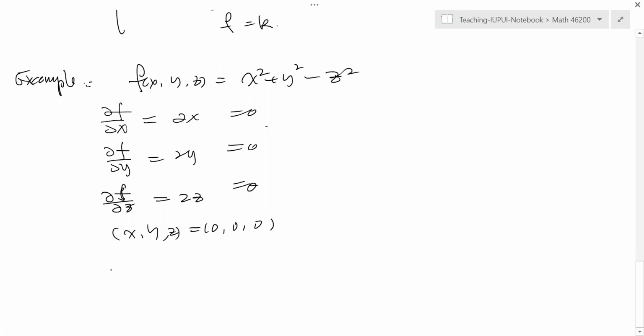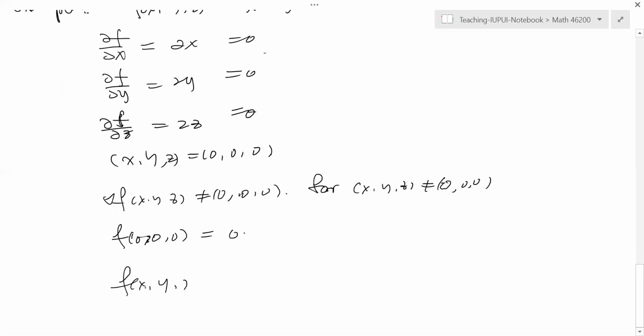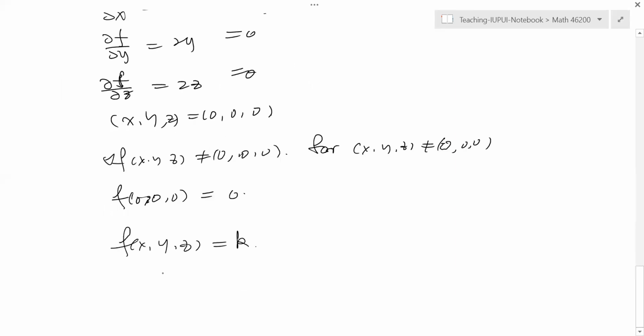Only at that point are those partial derivatives all equal to 0. In other words, the gradient of f is not 0 for any point away from the origin. Take a look at the value of this function at this special point. It's going to be 0. So let's consider this equation: x squared plus y squared minus z squared equals k. So z squared equals x squared plus y squared minus k.